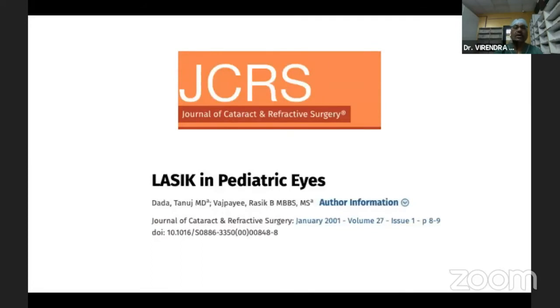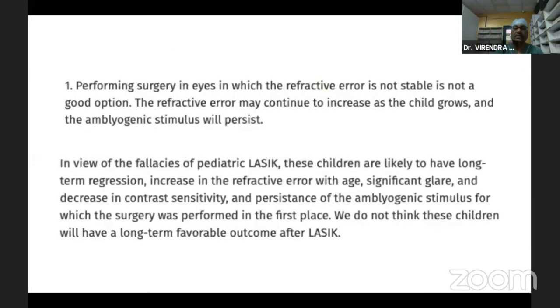There is one good article in the Journal of Cataract and Refractive Surgery on LASIK, but definite issues were raised by Dr. Vajpayee from the All India Institute of Medical Sciences that these LASIKs should be avoided for many reasons. The common ones are that we are not very sure about the refractive error. We are not very sure how frequently or how fast the refractive error will change. There is a decrease in contrast sensitivity, more so when we are going to do high refractive corrections. Persistence of the amblyogenic stimulus, which we want to remove, may not be removed because of the poor quality of vision if achieved later.